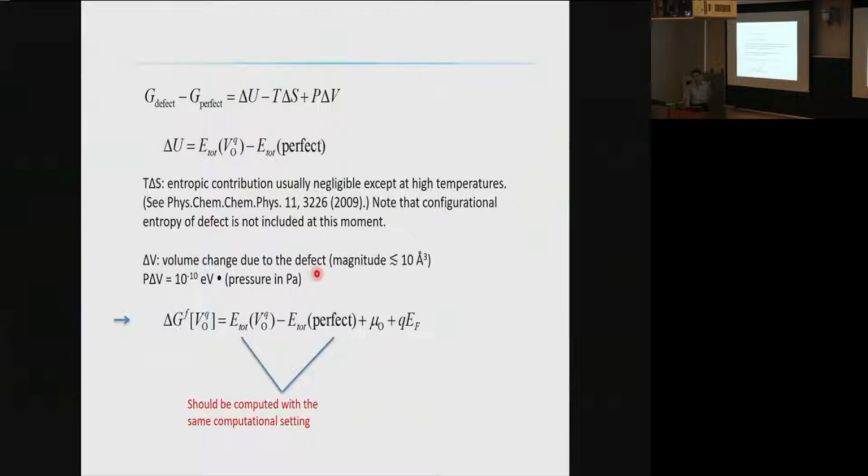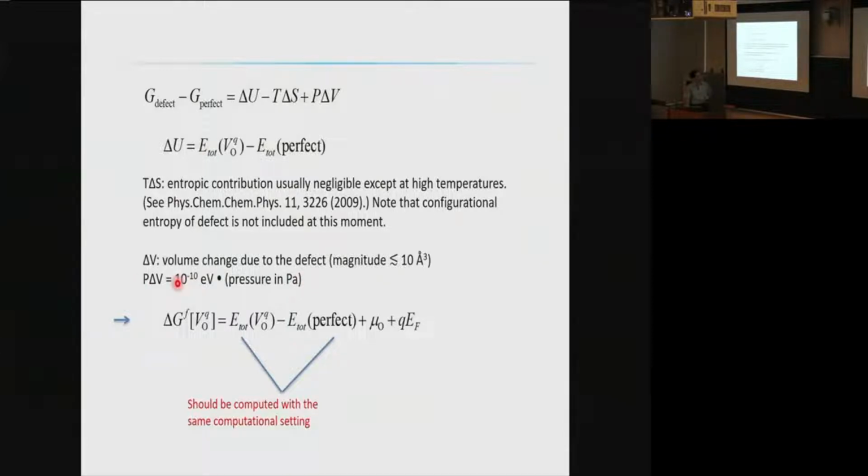All right. So when you make the defect, it will slightly shrink, and the magnitude is at the most 10 cubic angstrom. So when we put this number in and convert, it is about 10 to the minus 10 electron volt times pressure in Pascal. We are interested in about the range of 1 or 0.1 electron volts. Therefore, unless your pressure is extremely high, like several hundreds of gigapascal, this P delta V is completely negligible.